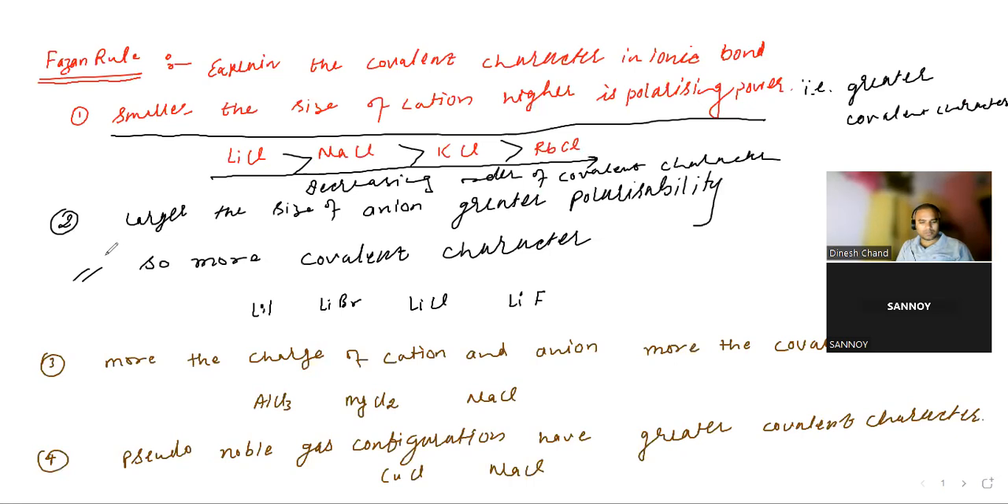Sir, here only, the size of the anion. Larger size of the anion means it will also come down according to the group only, na? IBr, Cl and F. The larger the size of the anion, the more covalent character. Iodine, bromine, chlorine, fluorine.